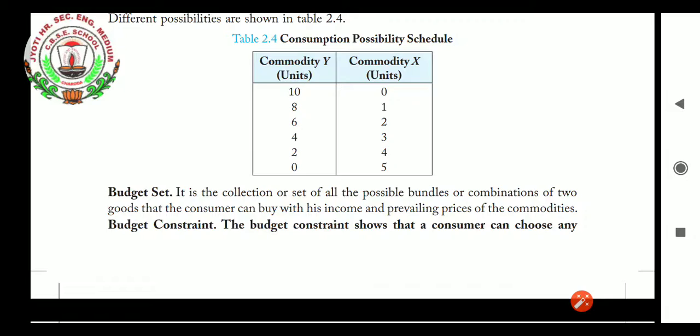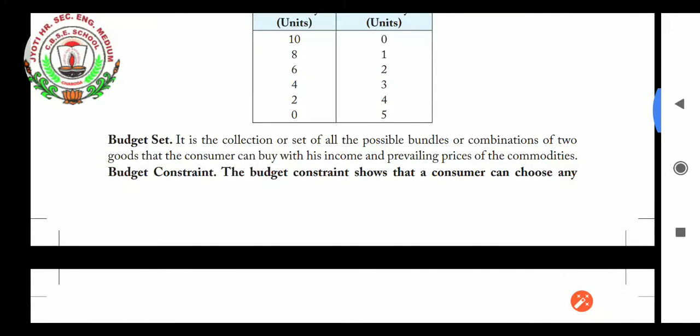10 is to 0, 8 is to 1. If we are able to purchase 6 units of Y with the given income, definitely 2 units of commodity X can be in our budget. So this set of goods which we can purchase within the budget line itself is known as the budget set. So it is a set of all the possible bundles or combinations of two goods that the consumer can buy with his income and prevailing prices of the commodity.